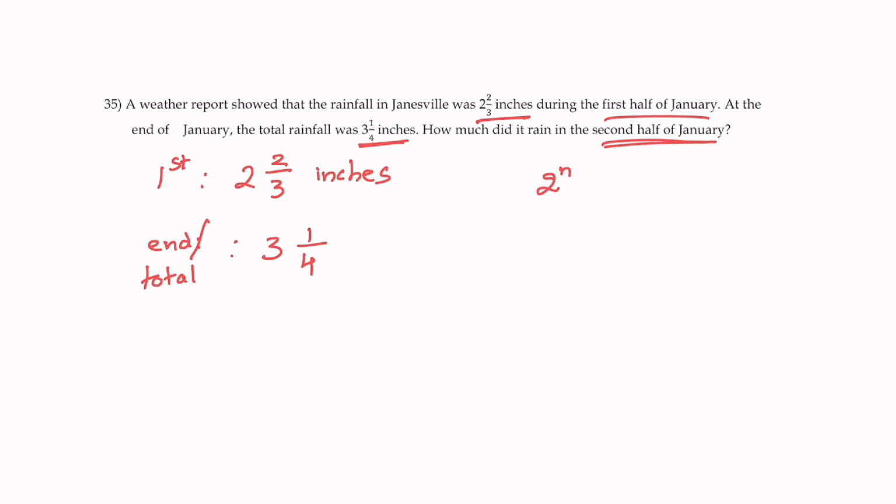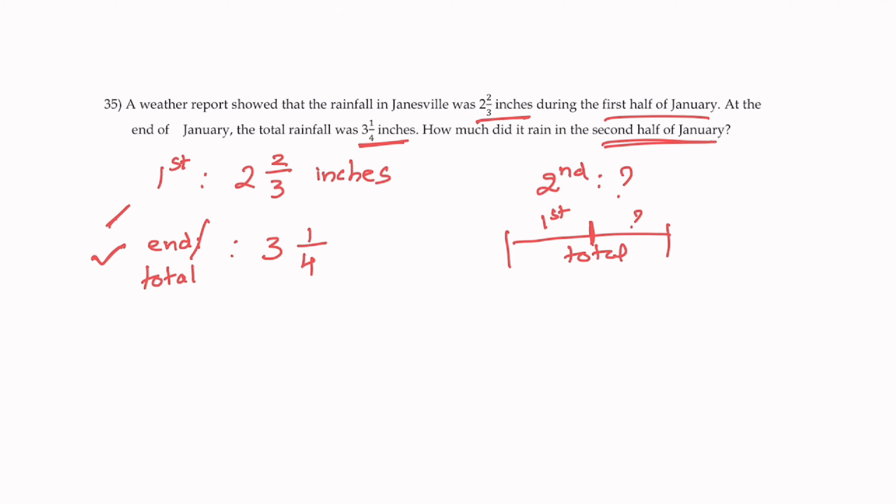So what do you have to find? Second half. And how do you find that? The total for the whole month is given to you. And if you subtract from that the first half, you're going to get the second half, right? It's basically like if this is the total that's given to you, and then the first half is also given to you, so how do you find the second half here? Total minus first half. Now both the numbers are mixed numbers, so we have to convert them.